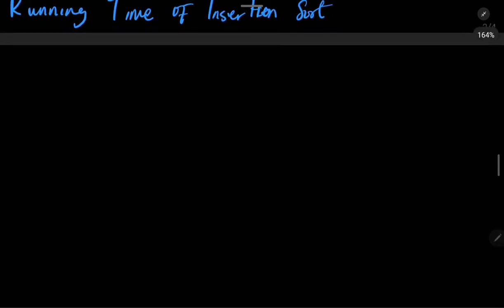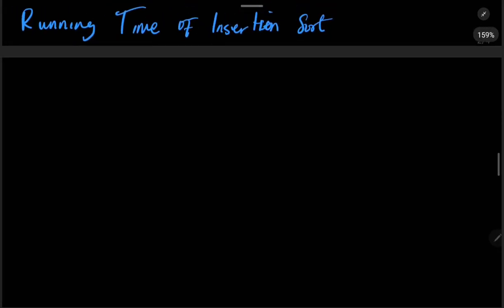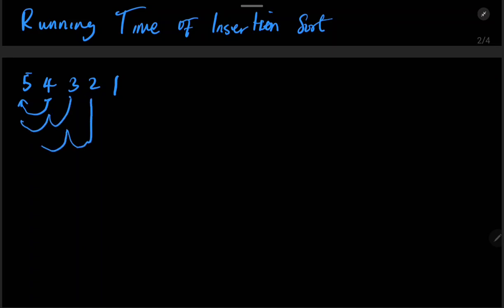So in the worst case scenario, the worst case scenario is a scenario where we have nothing sorted at all. So we have 5, 4, 3, 2, 1, but it should be 1, 2, 3, 4, 5. So it means that nothing is sorted. What this means is that number 4 would move 1 time. Number 3 would move 2 times. Number 2 would move 3 times. Number 1 will move 4 times.